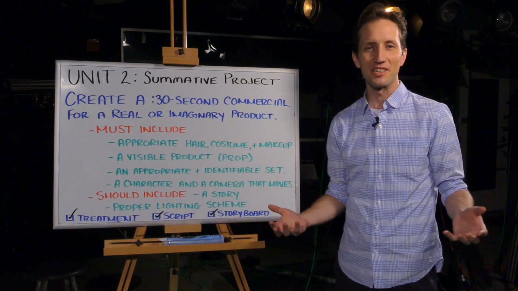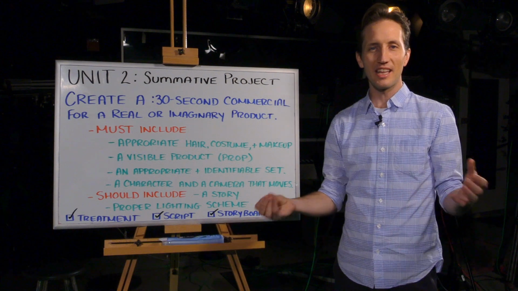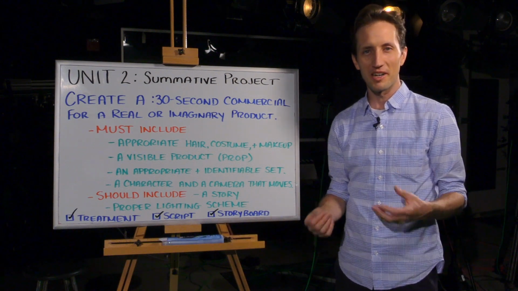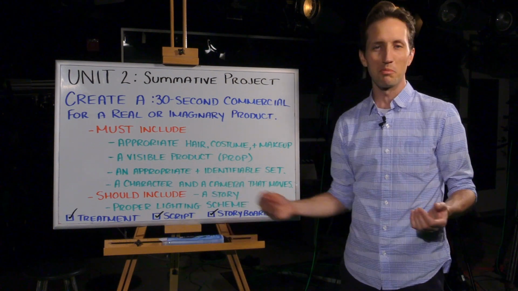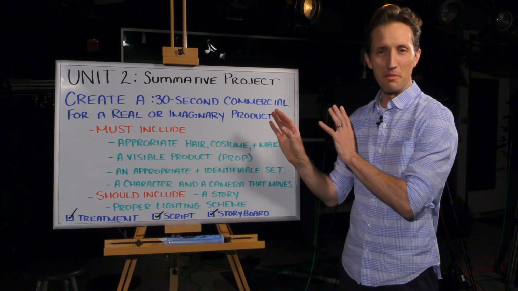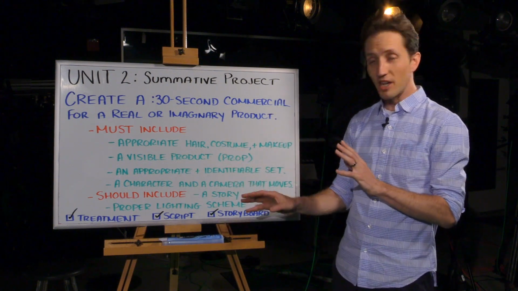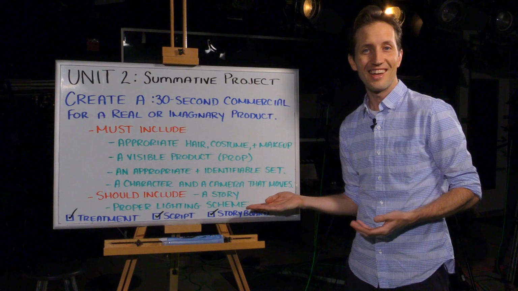And then finally, your character and camera must be moving in at least one shot, all right? Get your characters up and walking about. Get that camera off the tripod and moving around your set. This is where blocking is going to come in, all right? Those are the must-includes.